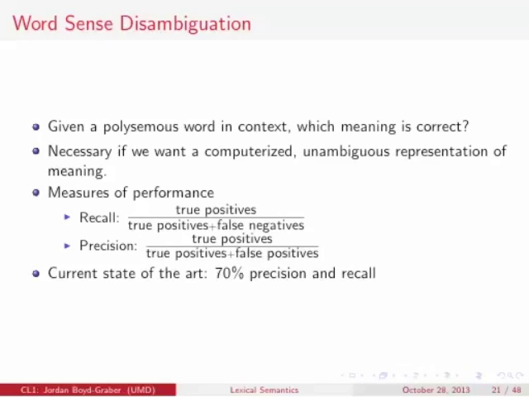For most of the rest of the day, we're going to be talking about a task called word sense disambiguation. Word sense disambiguation, or WSD, is defined as the task of, given a polysemous word in context, deciding which of its possible meanings is intended. And this is necessary if we want a computerized, unambiguous representation of meaning. Typically the performance of this task is measured by recall versus precision, and the current state of the art is around 70% precision and recall. So first, let's get a sense of why this is so hard.